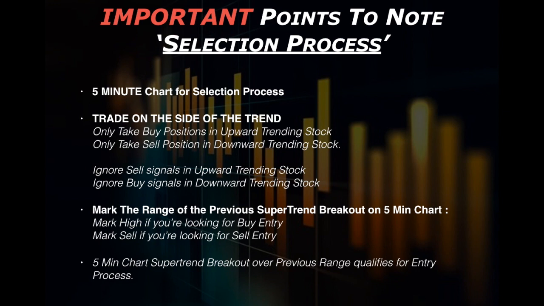Now, we have divided our explanation into two parts. Number 1, selection process. For the selection process, we use 5-minute charts, and it is important to note that we only trade on the side of the trend. We ignore sell signals in upward trending stocks and we ignore buy signals in downward trending stocks. So let's have a look at how this helps us in avoiding false signals.